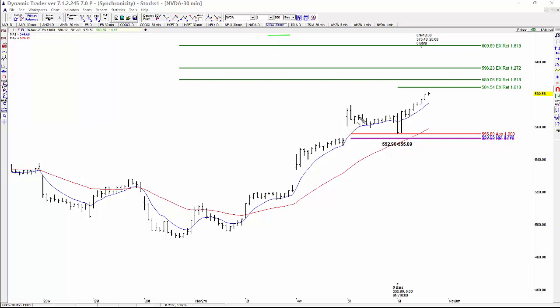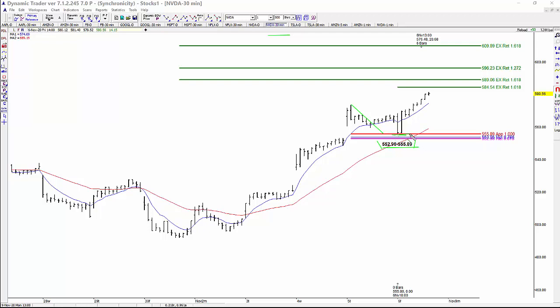It came from running a projection, a 100% projection of another swing that came in at 555.89. There was a 786 retracement of another swing, and then we also had a 618 retracement of another swing. So the setup zone was this 552.96 to 555.89 area. It tested the zone, it held the zone.